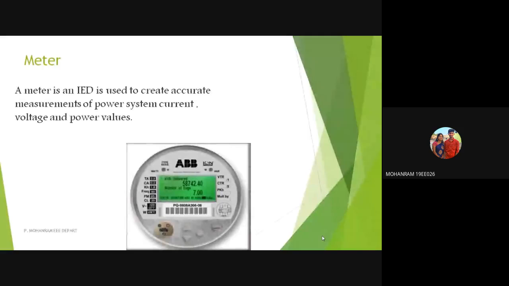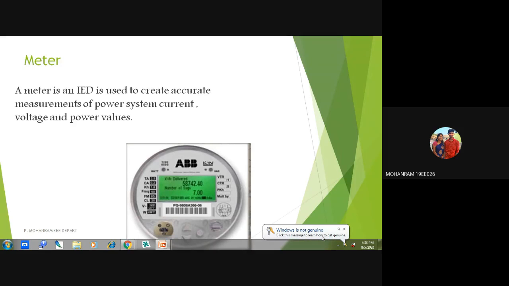And next, meter. We can see this meter in our house also. It is used to measure the voltages and current and the accurate parameters, and it can be shown to humans so that they can alter the current and voltages according to the measurements given by the meter. And this is also used in power system industries for the automation process.